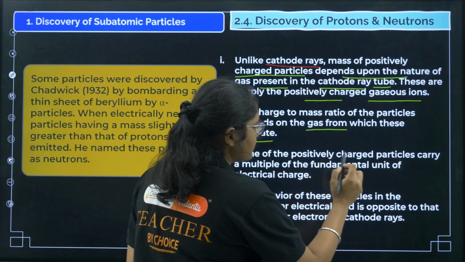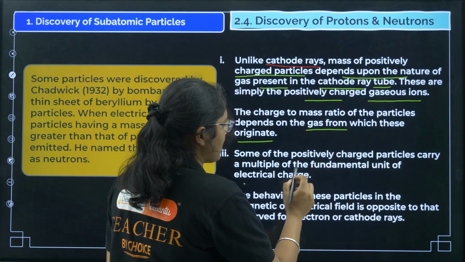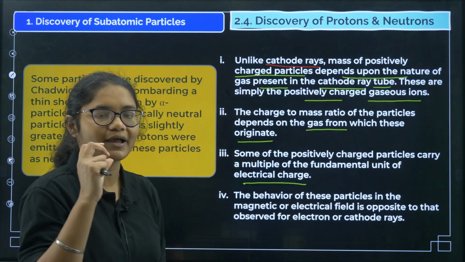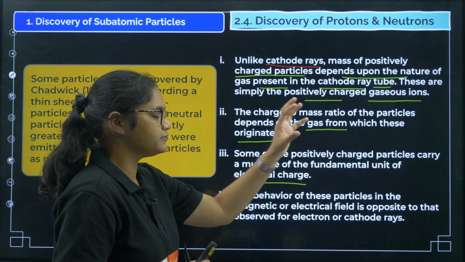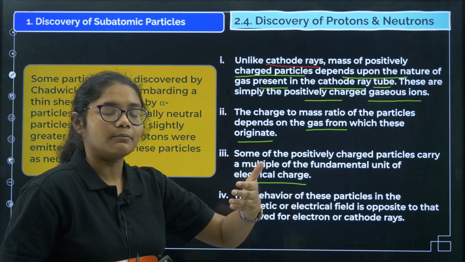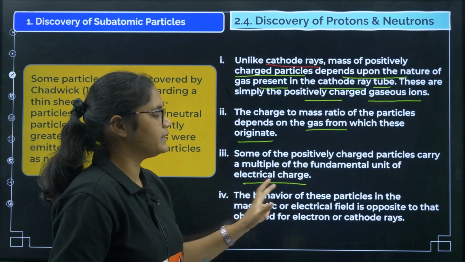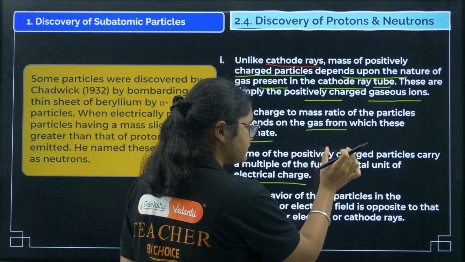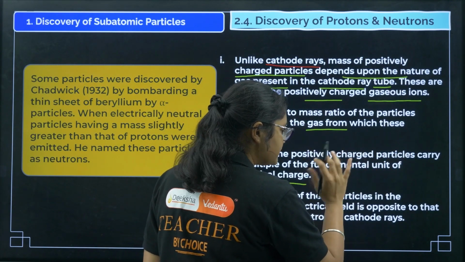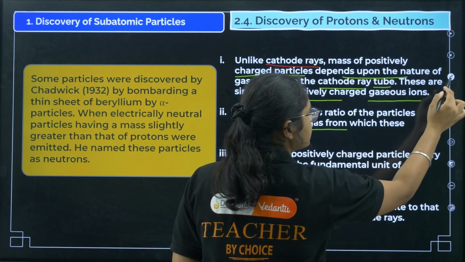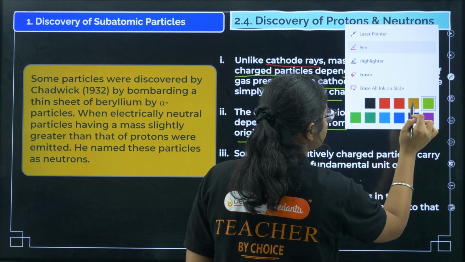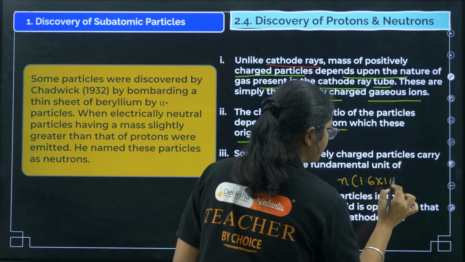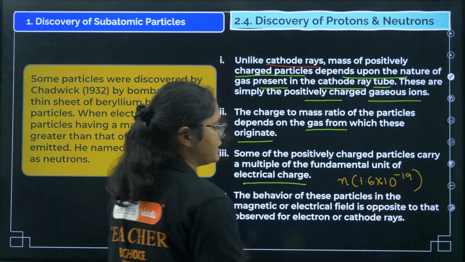Because the mass will depend on the gas of origin, that is why this value was different. Now some of the positively charged particles carry a multiple of the fundamental unit of electrical charge. So the charge of these particles was some multiple of the fundamental unit of electrical charge. Suppose whatever these positively charged particles were, their charge was n times the fundamental unit of charge, that is 1.6 into 10 to the power of minus 19.